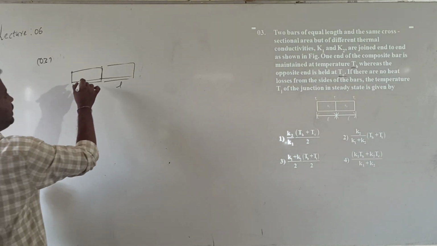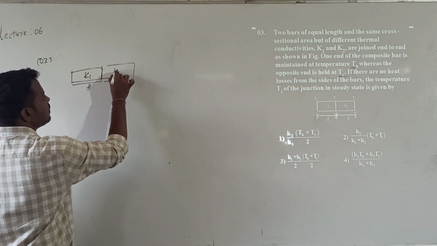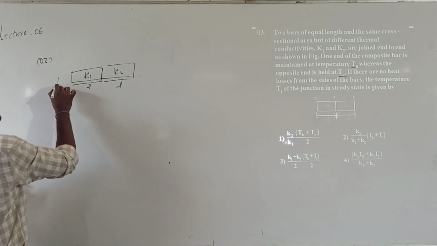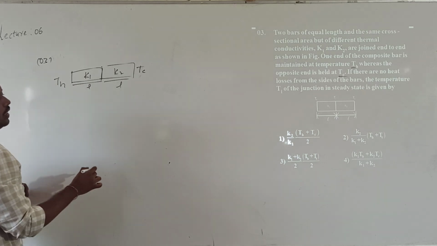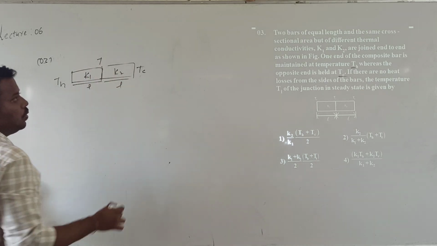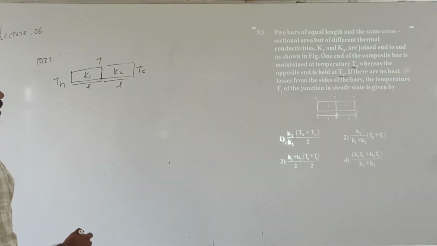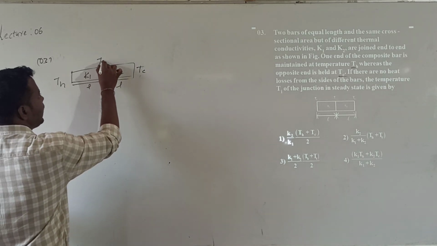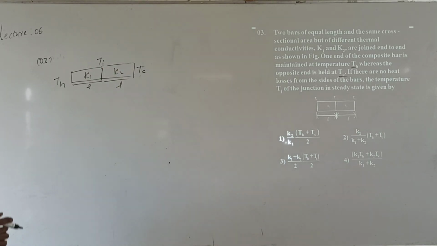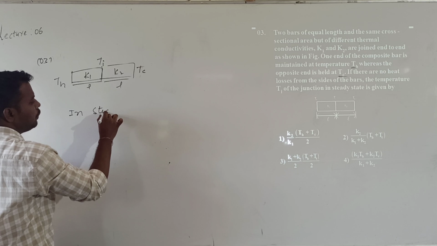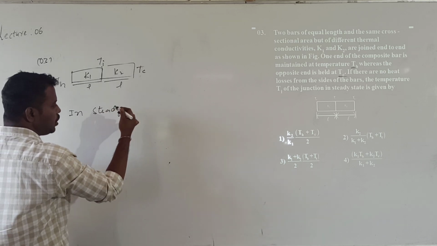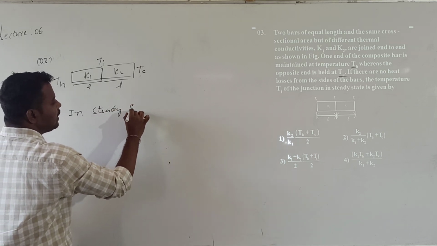The thermal conductivities are not the same: first rod K1, second rod K2. The first rod is maintained at temperature TH, the hot end, and this is the cold end. They are asking us to calculate the temperature of the interface. The interface temperature is given by Ti. So in steady state, we directly know the formula for the interface, so you can write it directly.